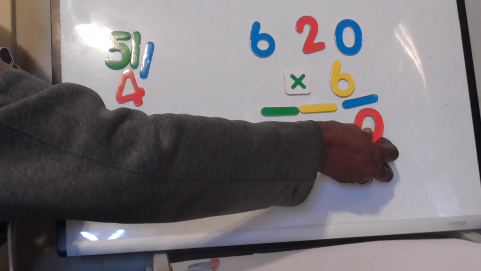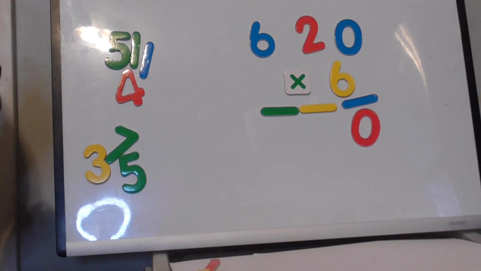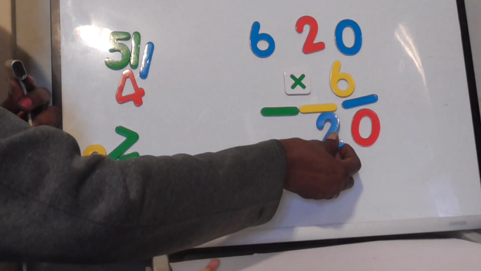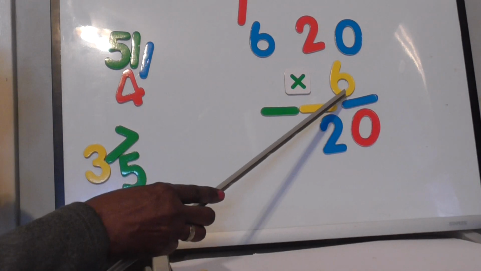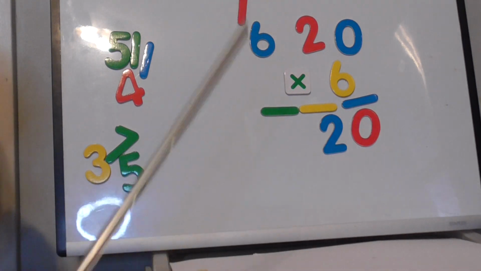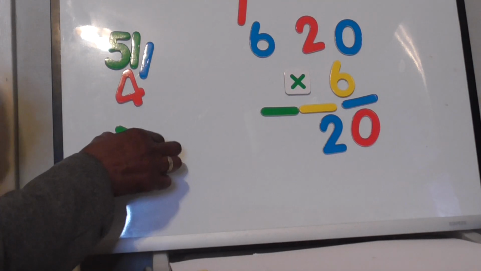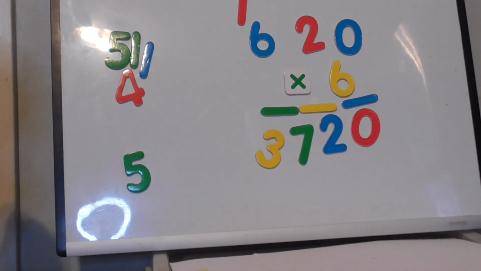6 times 0 is 0. Then we have 6 times 2, which is 12. Put the 2, and what do we do to the 1? We carry it. 6 times 6 is 36. What do we do with this 1? We add it. 3,720. How do we get that?